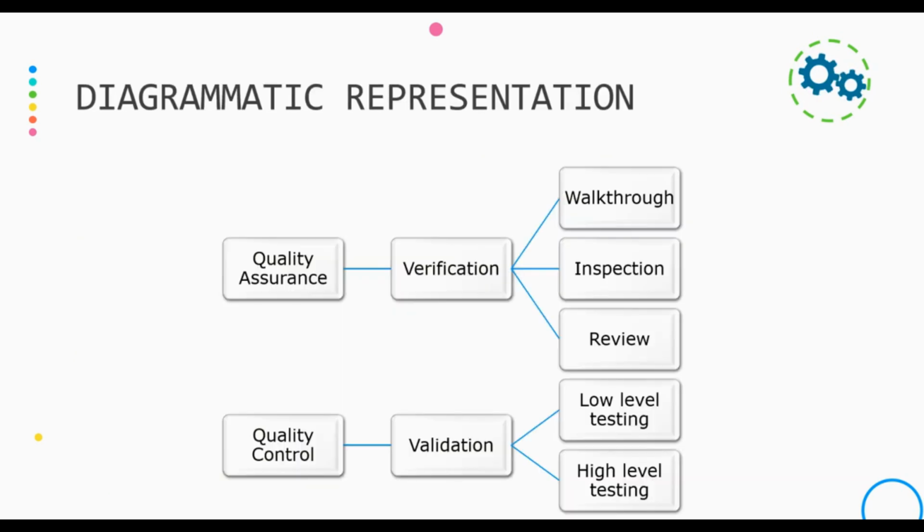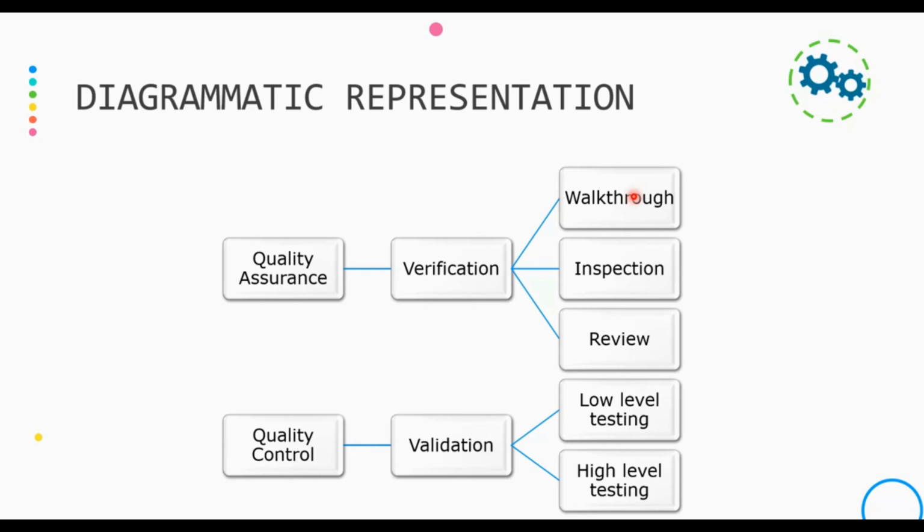So we will see the diagrammatical representation of what quality assurance and quality control is. Quality assurance is nothing but a verification process. It's a verification process because it's completely a documentation process. So how will we do the verification?